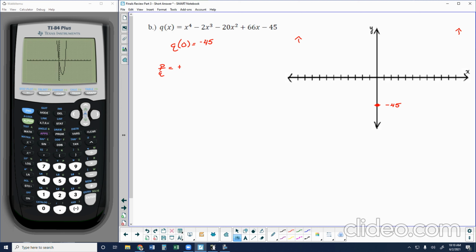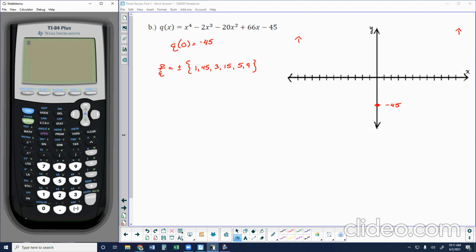So in a previous problem, we went over the possible rational roots theorem. Factors of the constant over factors of the leading coefficient. The leading coefficient is 1, so just factors of the constant. So we would have 1 and 45. We would have 3 and 15, and we would have 5 and 9, the factors of 45. These are my possible rational roots for the equation that is given to us.